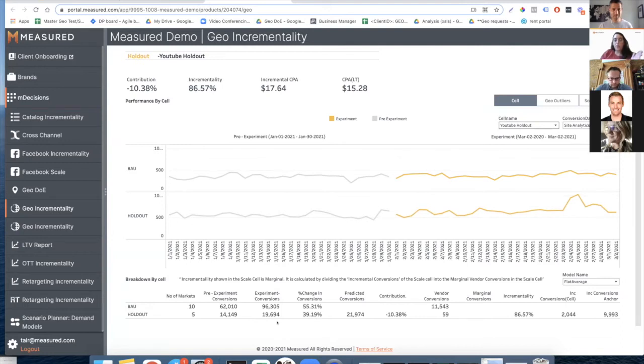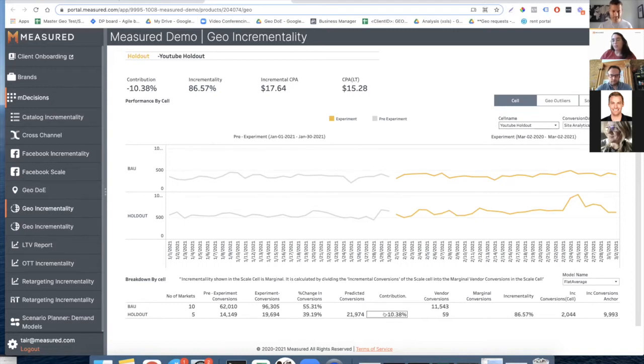So we observed that in the holdout states, in the holdout cells, we achieved 19.6K conversions during the experiment period. Using data science, and there are multiple models we can use to leverage this, we predicted 21.9K conversions. Now, the difference between the observed and the predicted is the lifted conversions. Those lifted conversions help us understand the contribution. As you can see, that's quite a bit of a difference, and the actual contribution here is quite big.